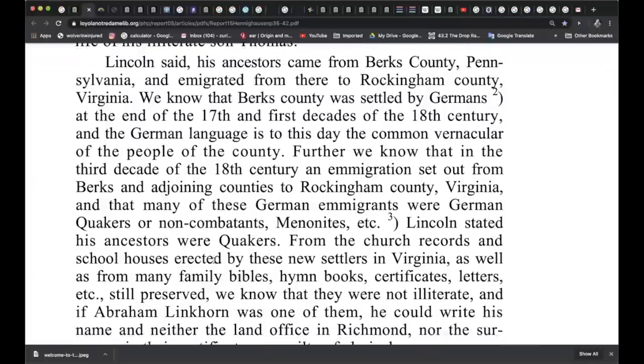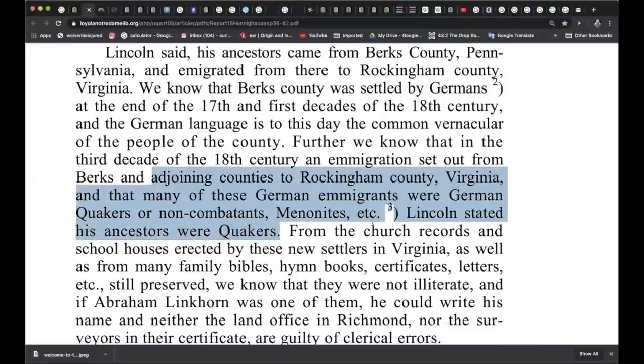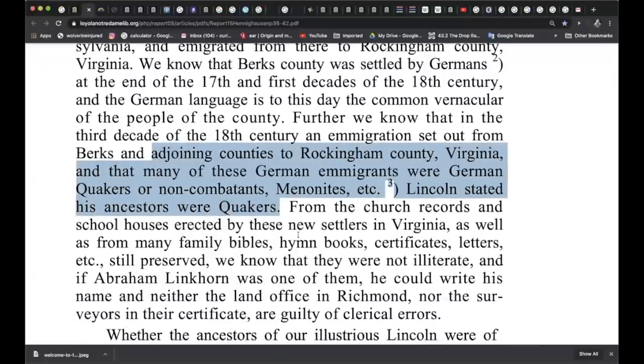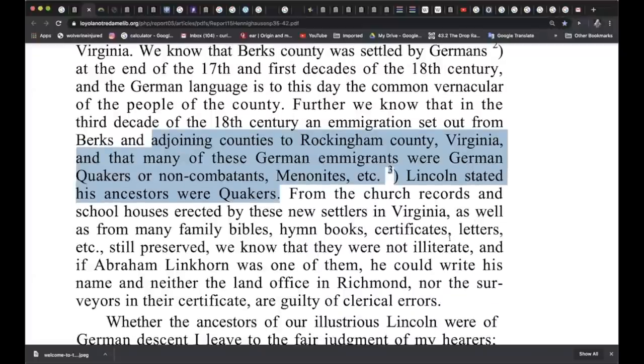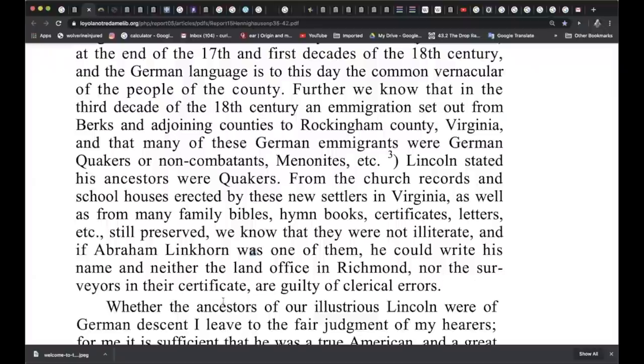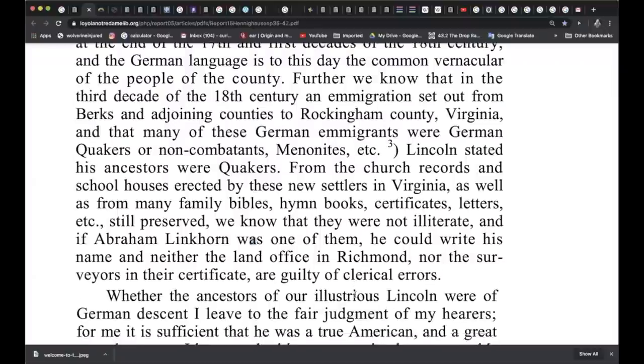Lincoln stated his ancestors were Quakers. From the church records and schoolhouses erected by these new settlers in Virginia, as well as from many family Bibles, hymns, books, certificates, letters, etc., still preserved, we know that they were not illiterate, and if Abraham Linkhorn was one of them, he could write his name, and neither the land office in Richmond nor the surveyors in their certificate are guilty of clerical errors.